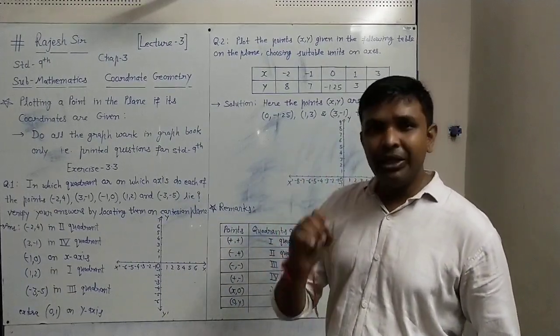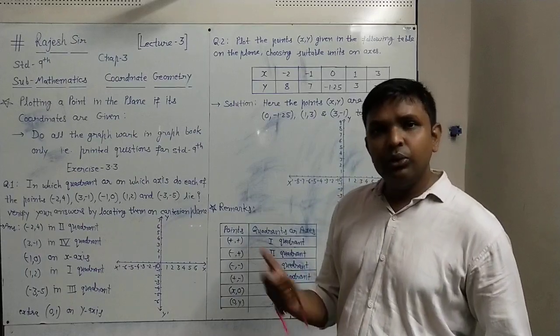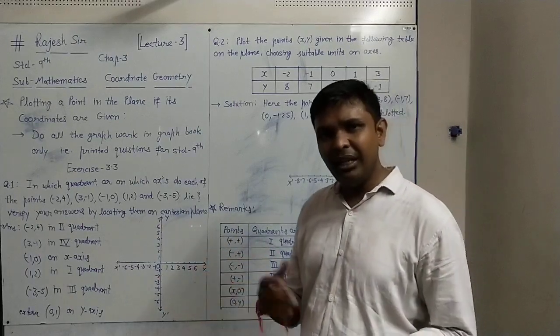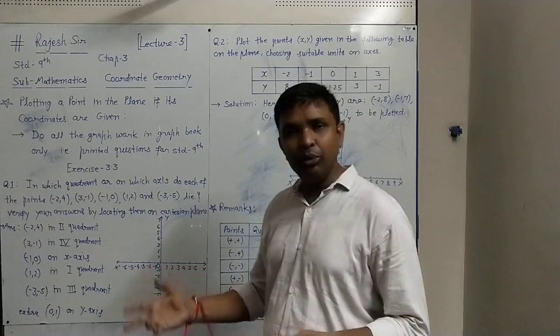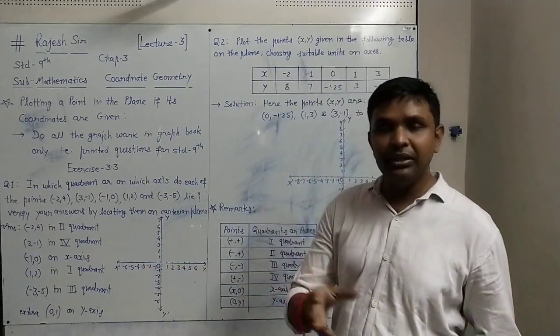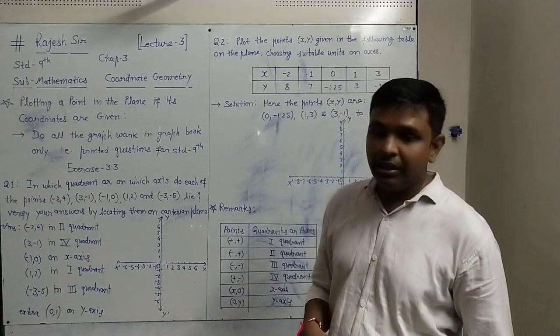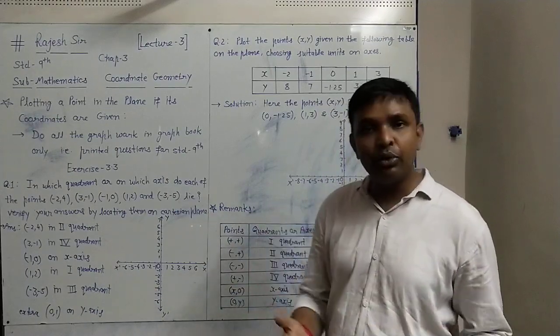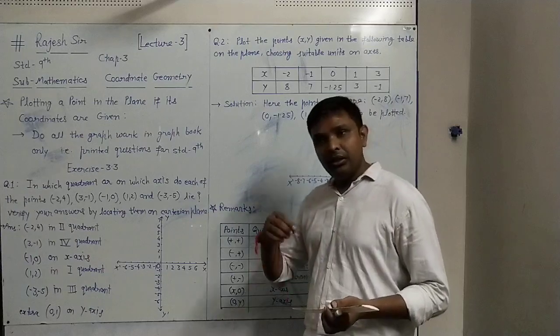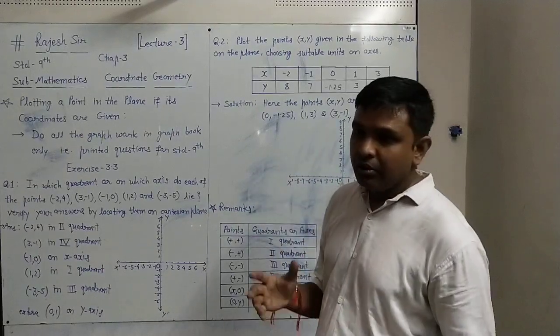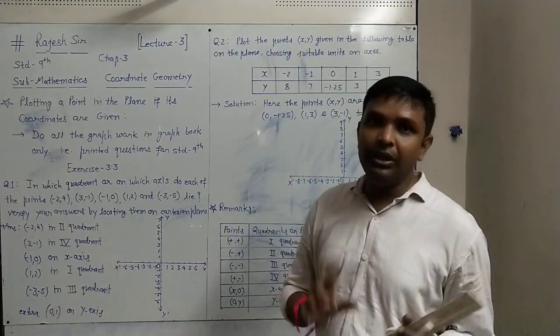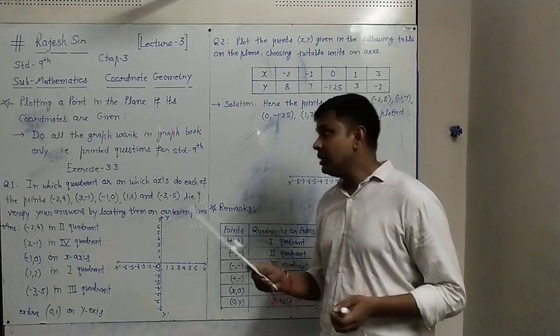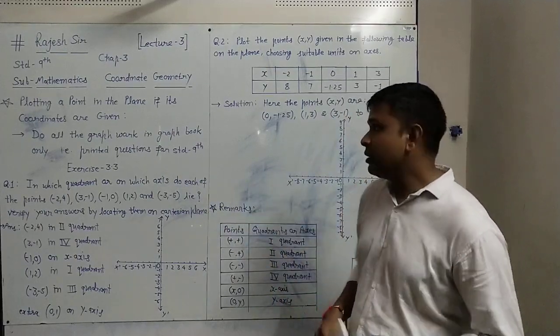Generally we use the Navneet Vikas publication graph book, which provides the printed questions, and the x-axis and y-axis are also printed on it, so it is very easy to do all the graph work in one book. So do all the graph work in the graph book only.